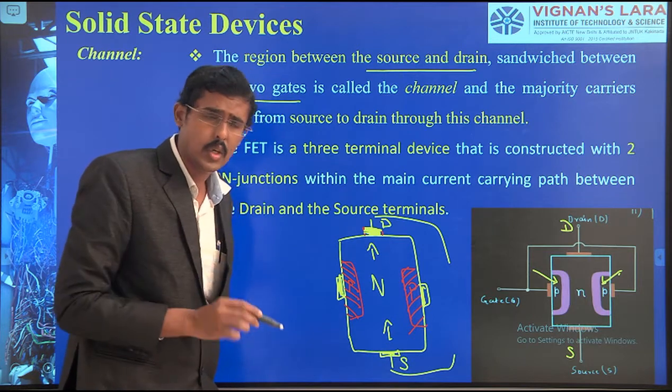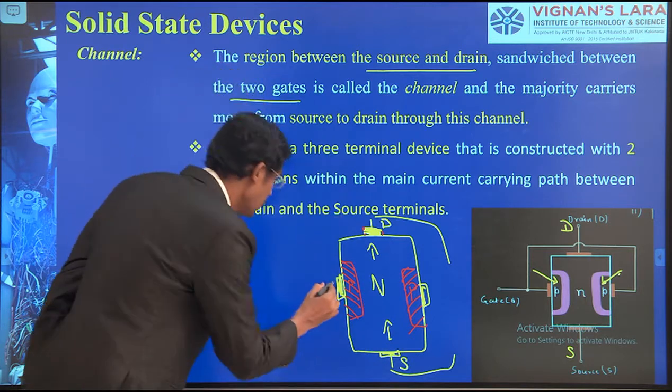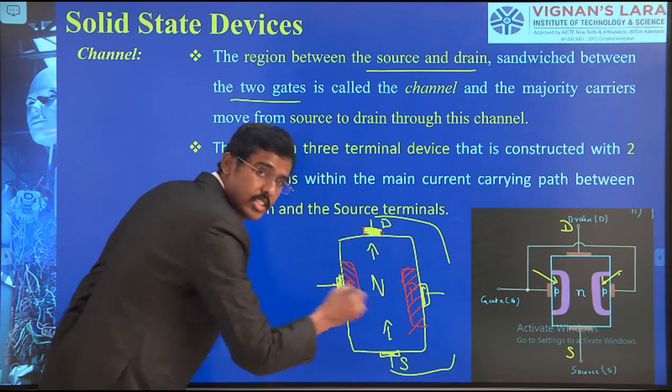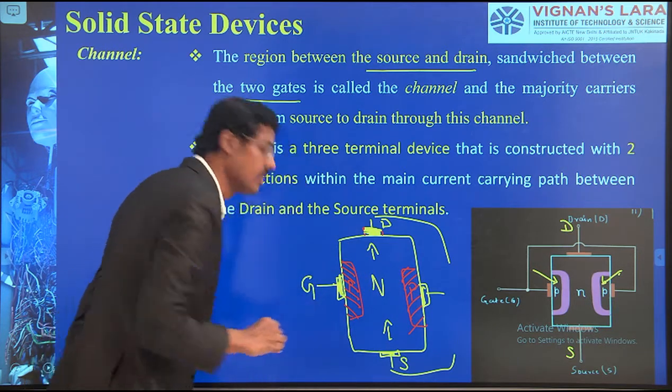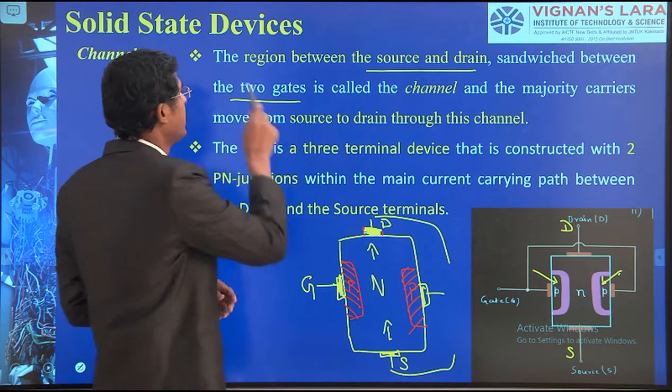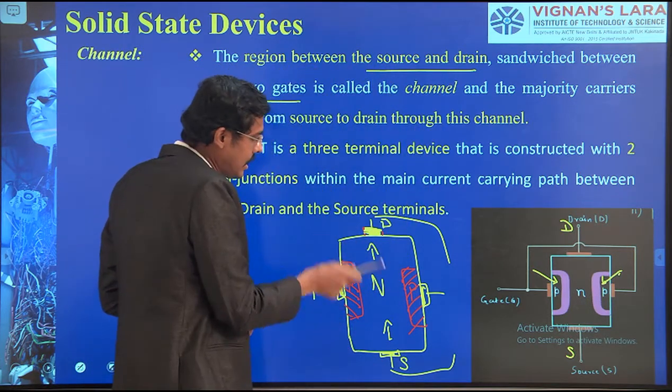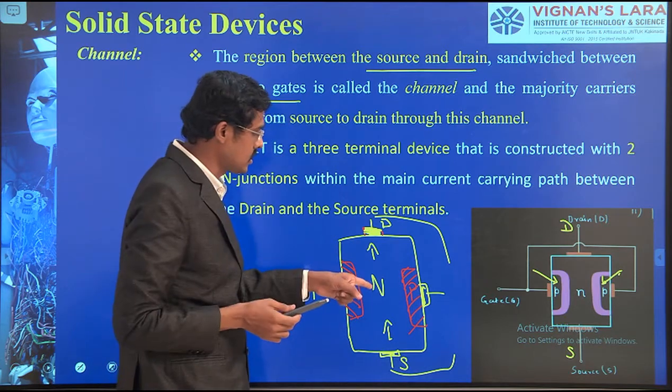But I am controlling this circuit with respect to two gating systems sandwiched in between. So this I am naming as G. That is what is mentioned here. The region between the source and the drain, this entire region, is called the channel.